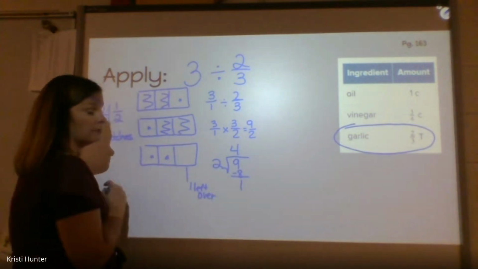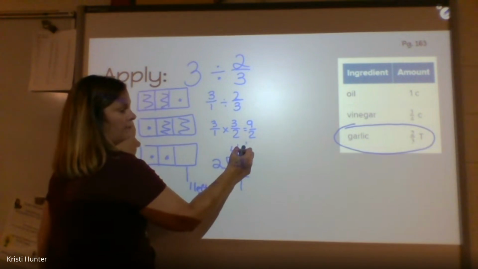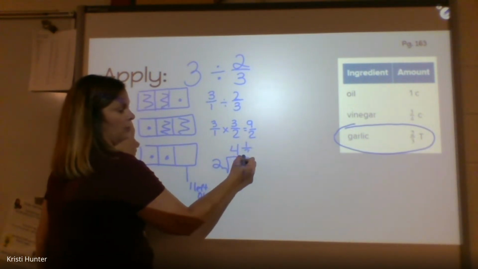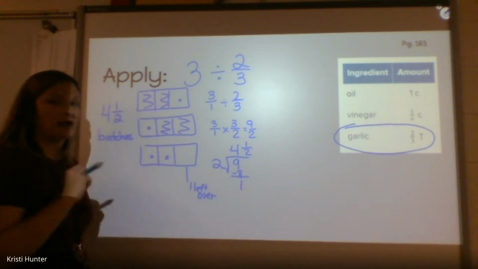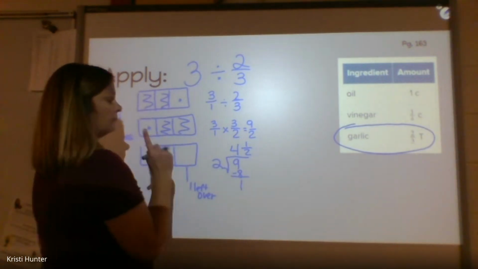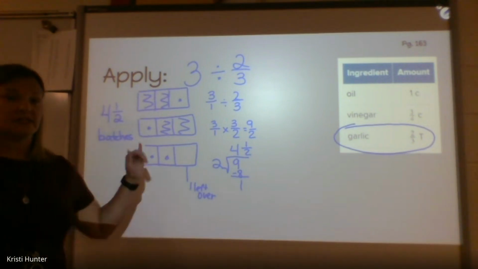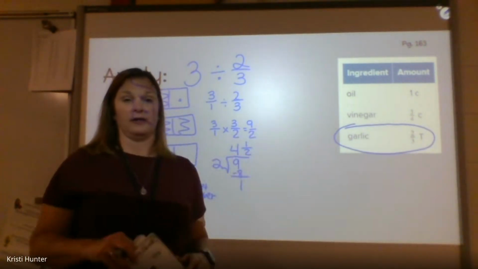And I have 1 left over, just like I had 1 left over here. So I have 1 over the 2 that I was trying to get into the group. So no matter what, here's what I found out. 4.5 batches is what this amount of garlic is going to make.